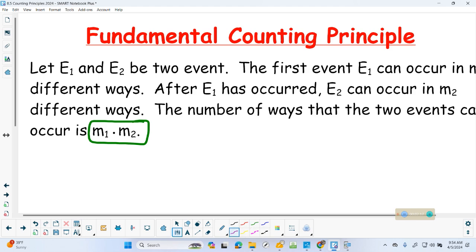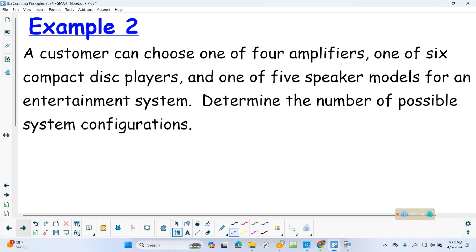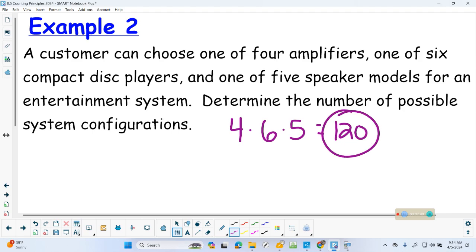I feel the enthusiasm. Okay, customer can choose one of 4 amplifiers, 6 CD players, and 5 speaker models for your entertainment system. What's the possible system configuration? Well, you have 4 amplifiers to pick from. We have 6 CD players, and we have 5 speakers. So we are going to multiply all of that together for a final answer of 120. It's getting good now, kids.